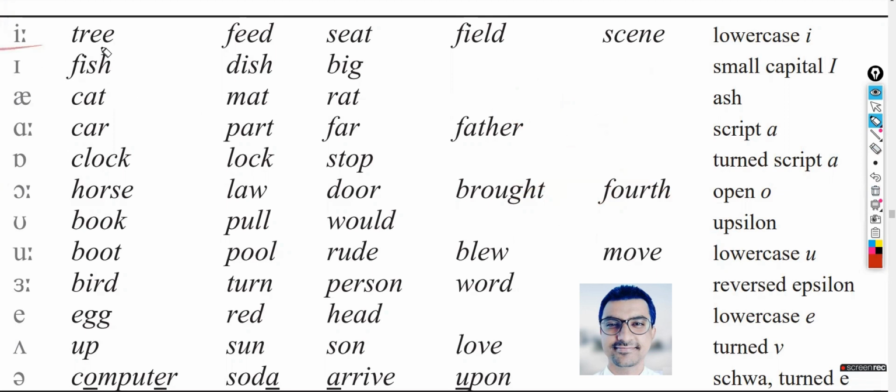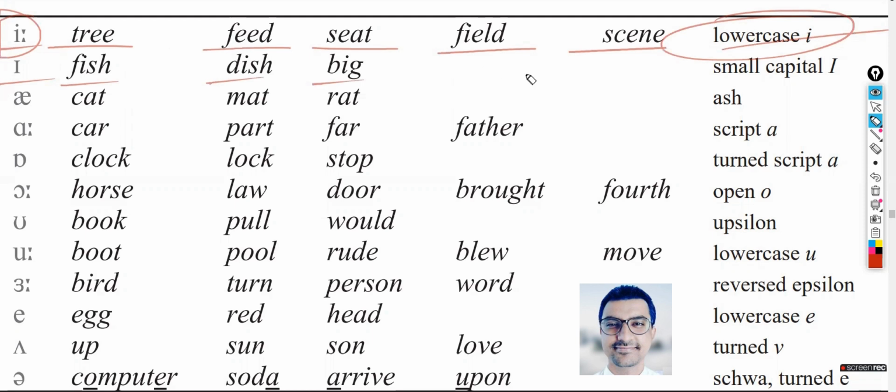Great. The first one is /iː/, like tree. This is the symbol. Feet, seat, field, seen, and it is in lowercase. Got it. Now this one is /ɪ/: fish, dish, big, with a capital I. So this is the IPA symbol, remember. This is /æ/: cat, mat, rat.